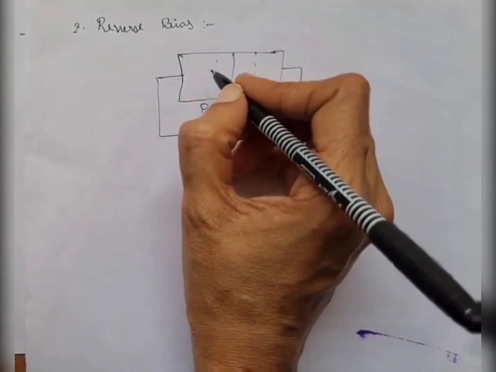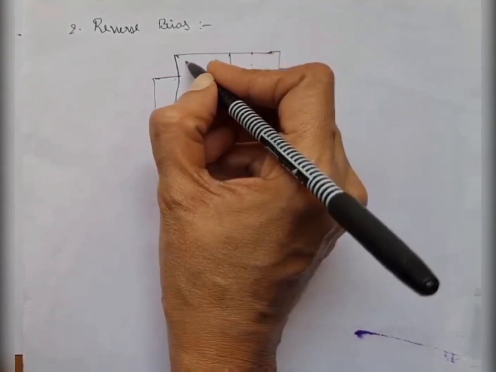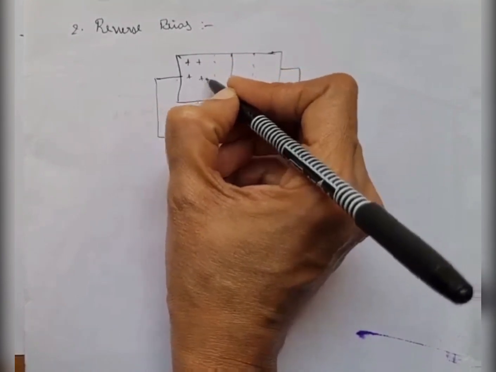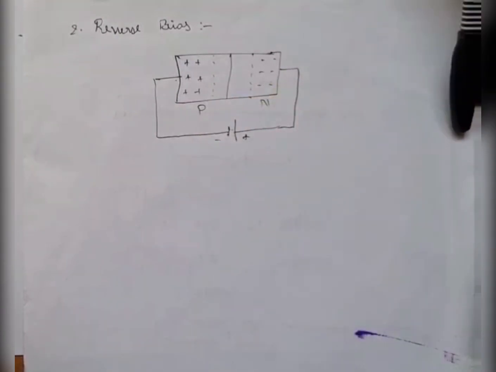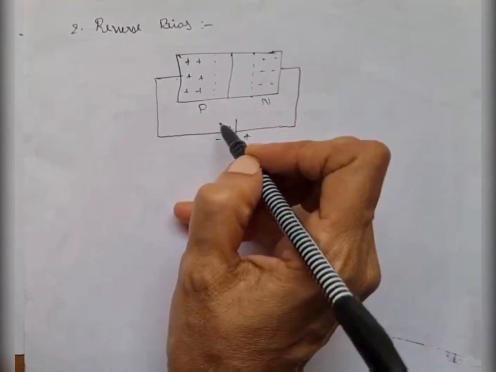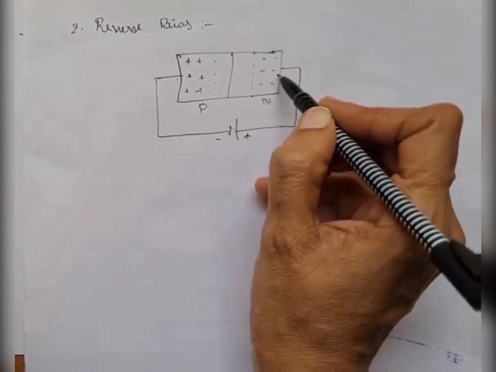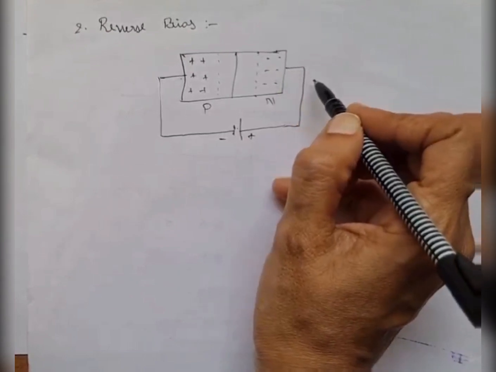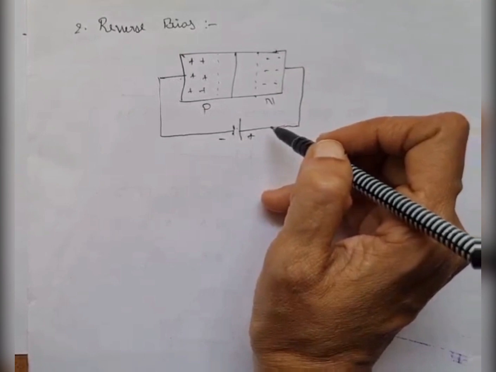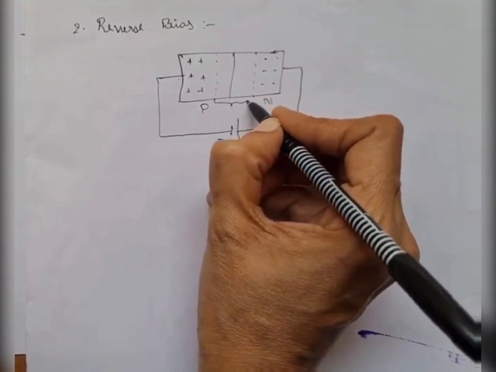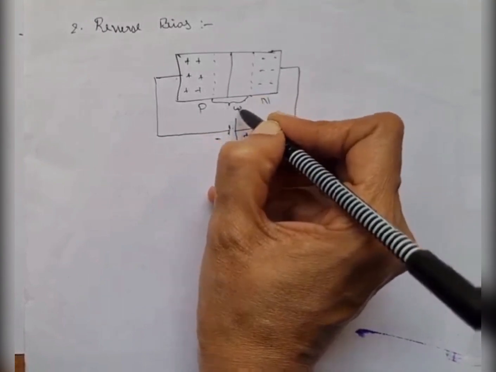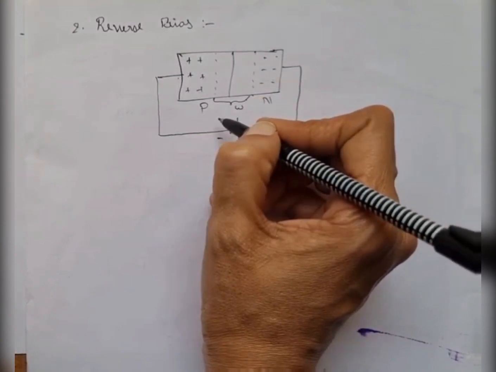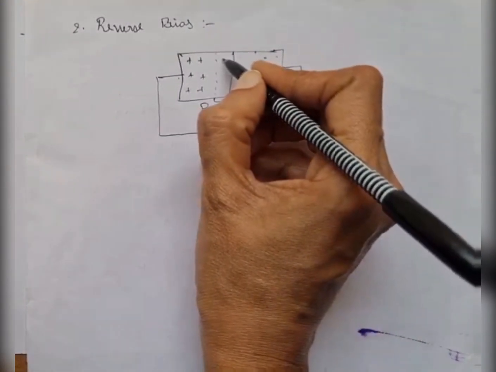And the same here: in the P-type we have holes and in the N-type we have electrons. Holes, the majority carriers from the P side, move towards the negative terminal of the battery, and electrons, the majority charge carriers, move towards the positive terminal of the battery. Hence the width of the depletion region is increased. Compared to forward bias, the width of the depletion region is increased.